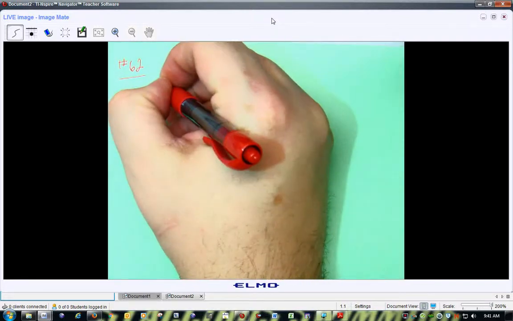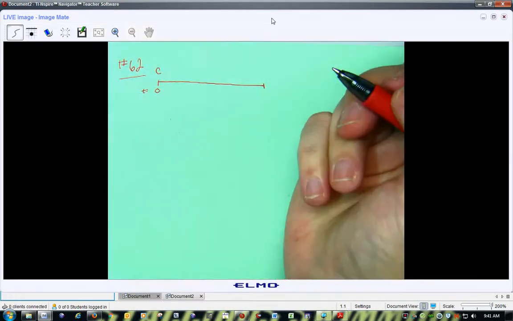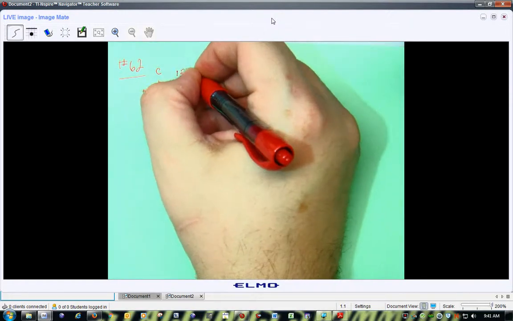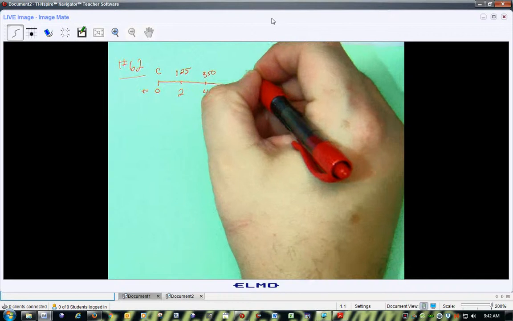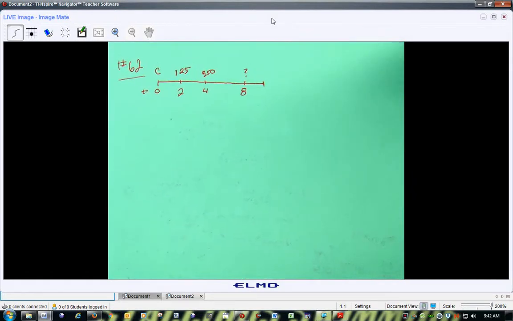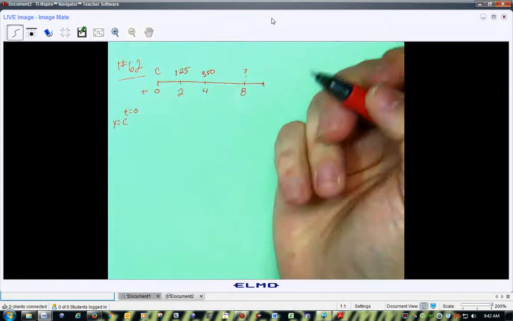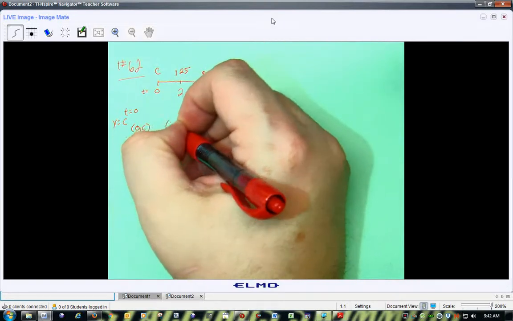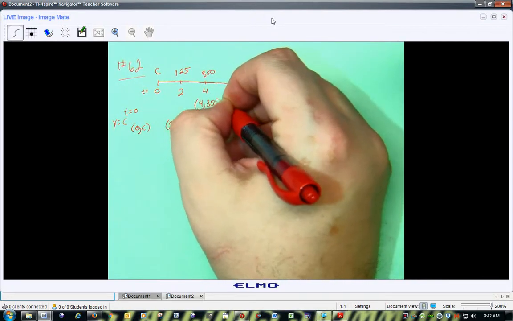So if we do a timeline, at t equals 0, it's going to be C. At t equals 2, there's 125. When t was equal to 4, there's 350, and we want to figure out what's going on at 8. So if we look at this as a timeline, when t equals 0, y is equal to C, so we get the point 0, C. From here, we're going to get the point 2, 125. From here, we get the point 4, 350. And here we get 8, question mark.